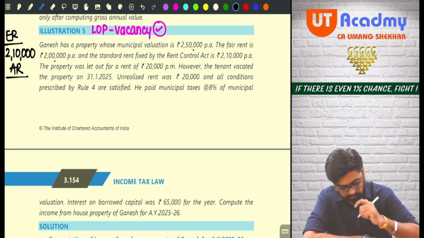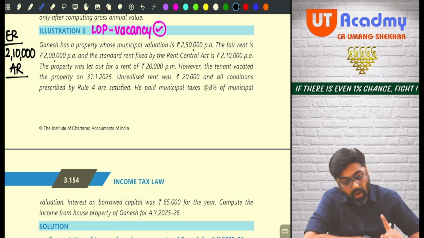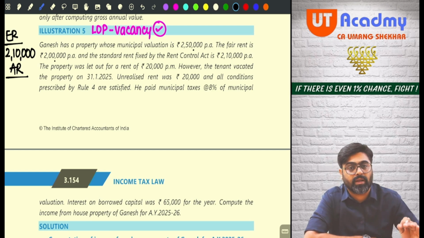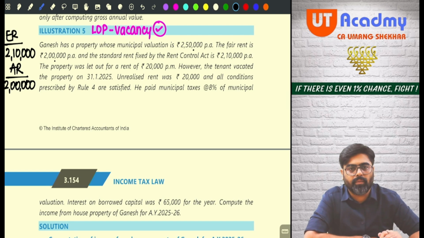Now actual rent here is, the property was let out for a rent of 20,000 per month. So the property is let out and the actual rent is 20,000 per month. However, the tenant vacated the property on 31st of January 2025, meaning that from April till January for 10 months the property is let out, and for the rest 2 months the property is vacant. Yes or no? So 10 months is the let out period multiplied by 20,000. Actual rent will be 2 lakhs.